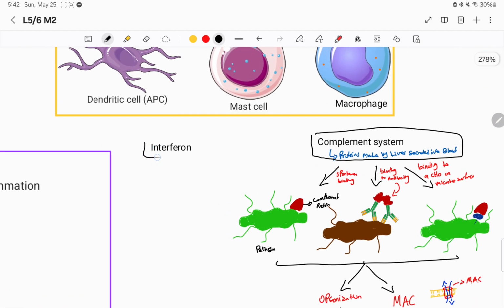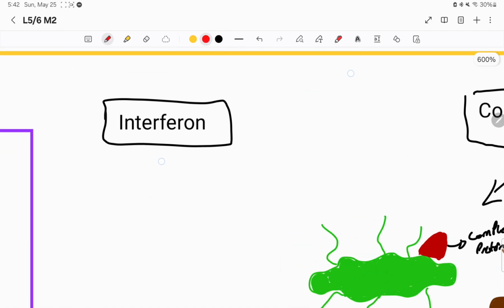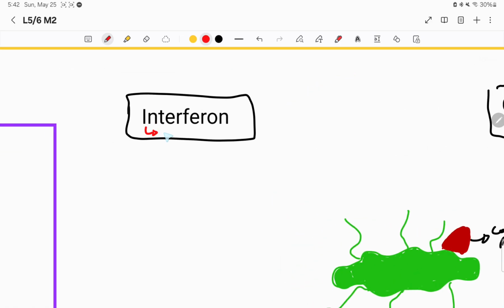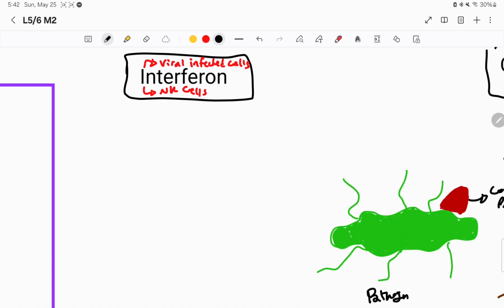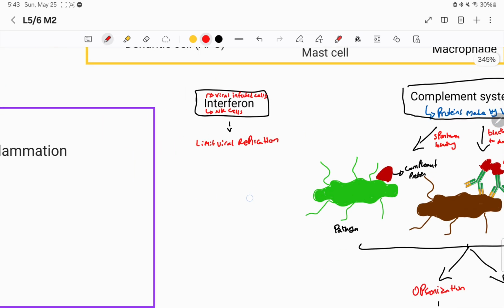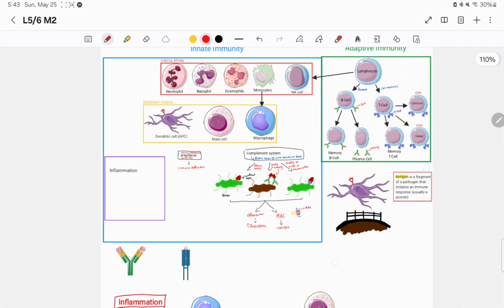The other thing is these interferons, which I mentioned before. Interferons are just a class of molecules that can be released by NK cells or viral infected cells, meaning that a virus has infected this cell and they start releasing interferons. What do interferons do? All they do is limit viral replication. Easy. That's it. That's all you have to know. They limit viral replication. Okay?